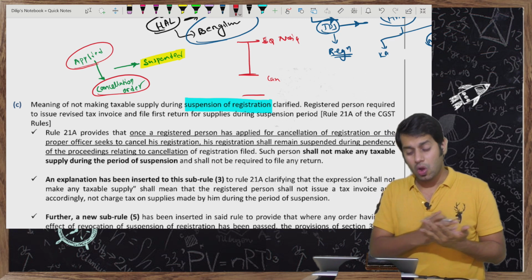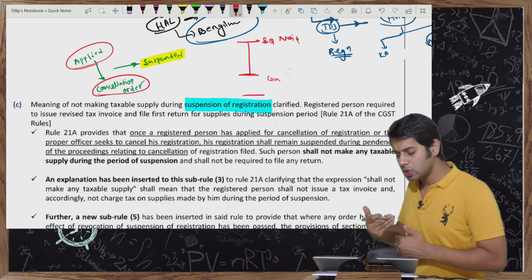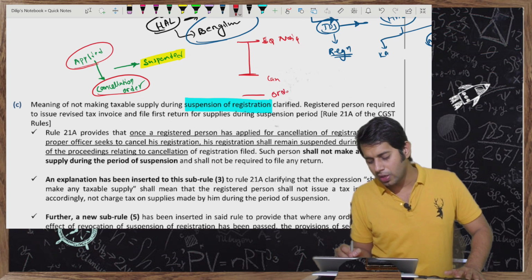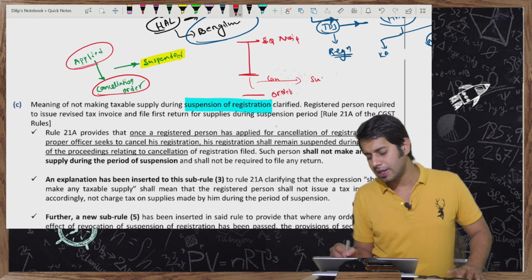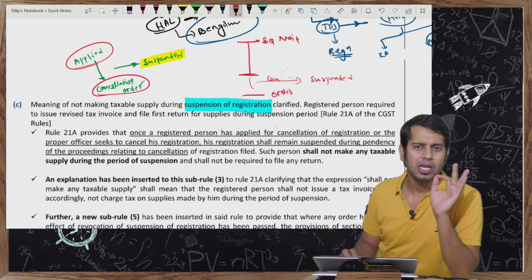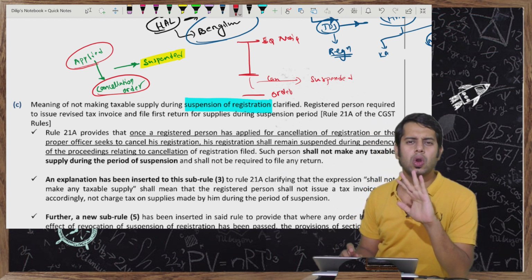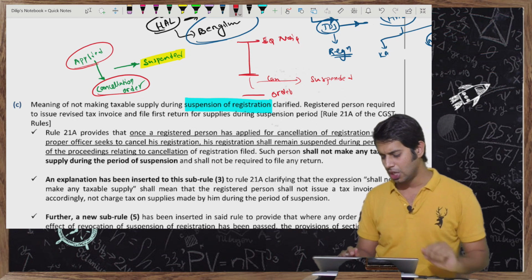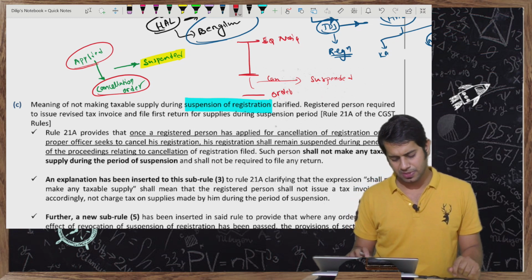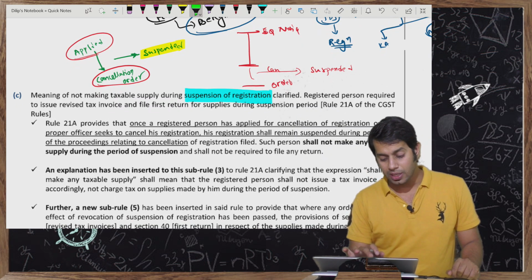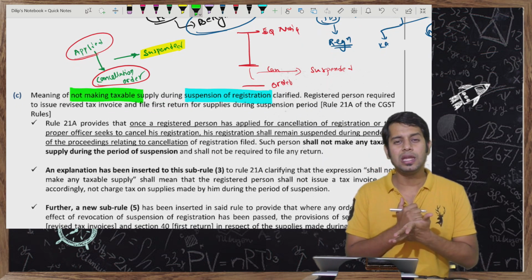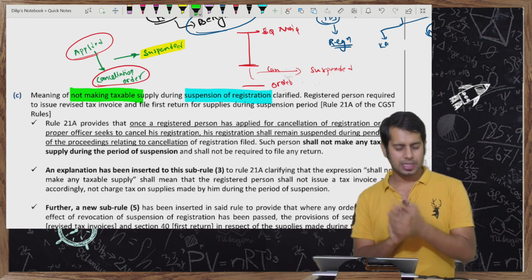Now, from the date of application for cancellation till the date the cancellation order is given, my registration will be treated as what? Suspended. Now the law is telling that during this suspended period you are not allowed to make any taxable supplies. Correct sir. Now the meaning of not making taxable supplies has been given.